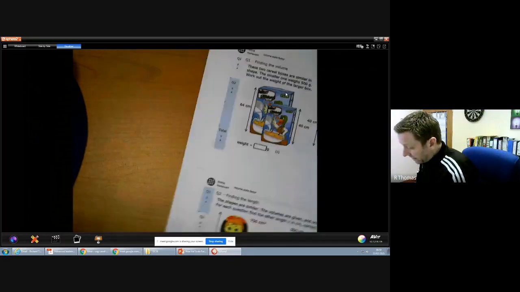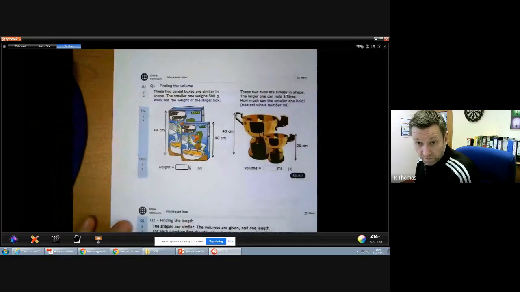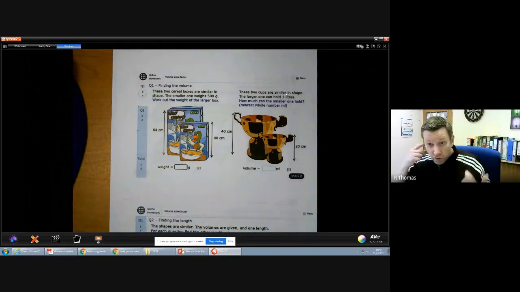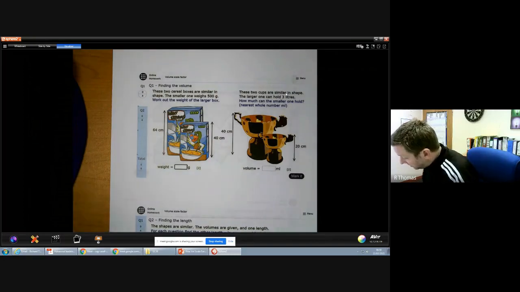Let's have a look at the next one. Then the next one is volume scale factors. So obviously where we squared it to get the area, we have to cube it to get the volume. It's the same process, right? You just cube and cube root instead of squaring or square rooting.